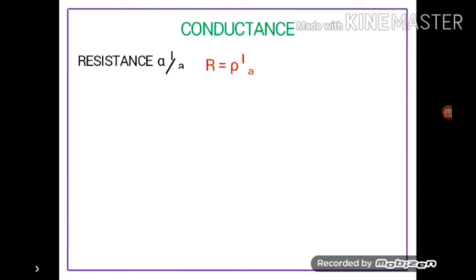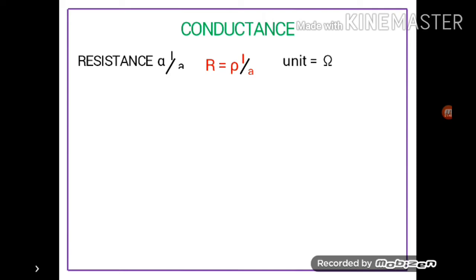If you remove the proportionality sign, we get R equal to rho into L by A. R is the resistance, and rho is a constant which is known as resistivity. So R is equal to rho into L by A. The unit of resistance is ohm. You have studied in physics about resistance and conductance and many other things.